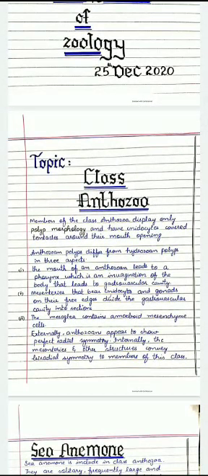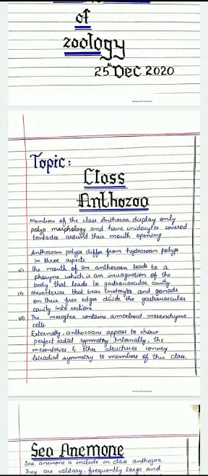Members of the class Anthozoa display only polyp morphology and have cnidocyte-covered tentacles around their mouth opening. Anthozoan polyps differ from hydrozoan polyps in various aspects. Externally, anthozoans appear to show perfect radial symmetry. Internally, the mesenteries and other structures convey biradial symmetry to members of this class.